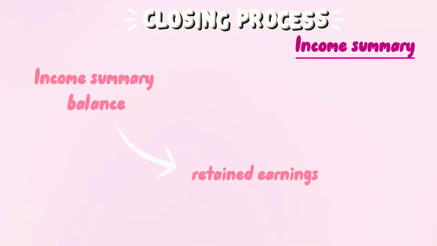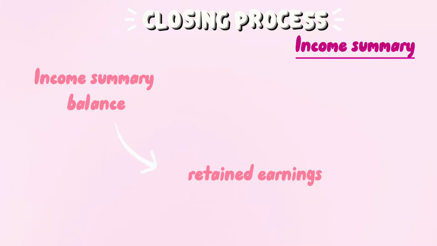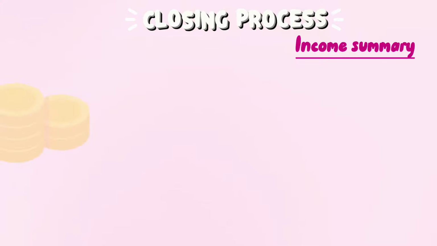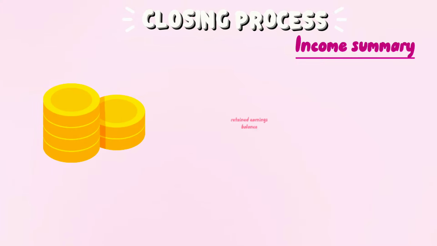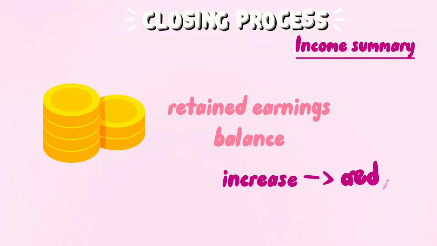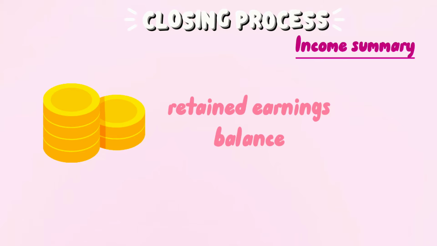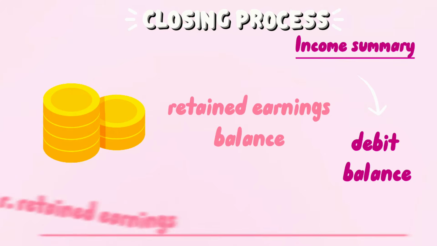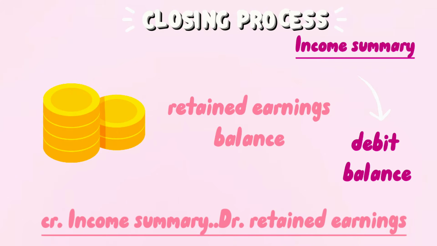Now I want to take this income summary balance and transfer it to my retained earnings. If my business turned a profit for this accounting period, then my income summary will be a credit balance, and to close it, I will debit that account. I want to move that profit over to my retained earnings, so I will increase this account with the credit. If my company made less money than expended, a net loss, then my income summary balance would be a debit balance, so I would close this temporary account with the credit and debit my retained earnings.